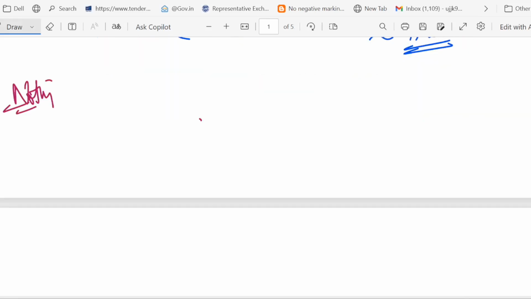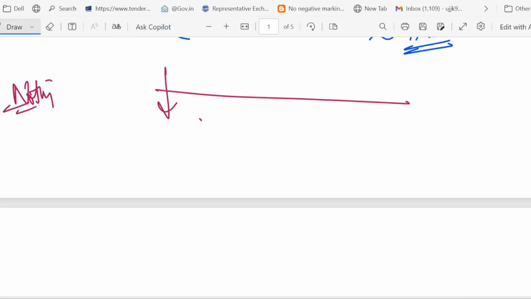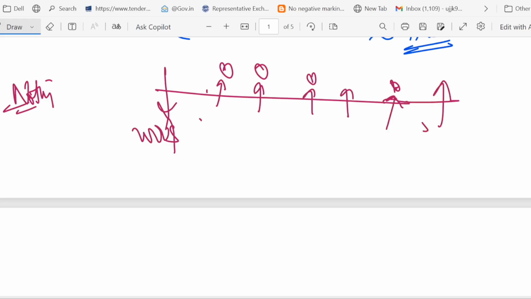So see, let me show you how the cash flow will look. Initially you have invested how much? $2000. So this is your investment. First year 0, second year 0, third year 0, till the 7th year you will get 0, and in the last year you will get this $2000, isn't it?